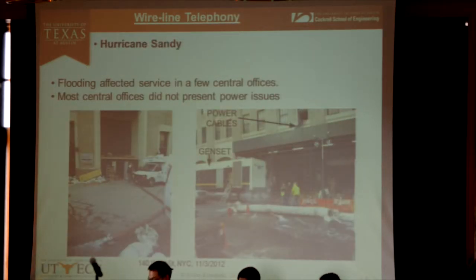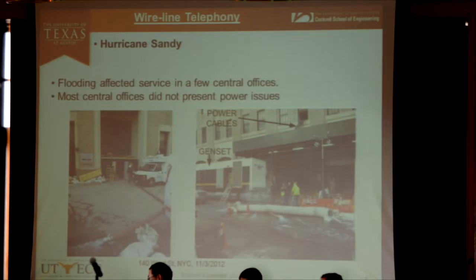So let me talk a little bit about Sandy and start with the wireline telephony networks. This is the main central office in Lower Manhattan, 140 West Street from Verizon. There were not so many power issues affecting central offices, but the key facilities were flooded during the storm surge of Sandy. You see water being pumped out of this facility, and of course a genset there. That portable genset indicates there was damage to the power facilities at this location because of the flooding.